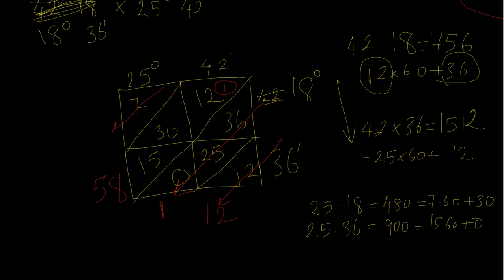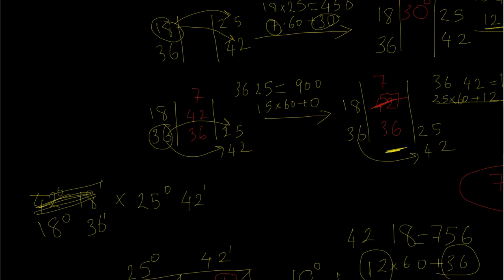And there is only one number in this diagonal, it is 7. So therefore the final answer is 7, 58, 1, and 12. And then you can again remember that the lowest order position will be seconds, the next is minutes, degrees, and the first elevates. And again, this is the same answer as we obtained with the previous methods.